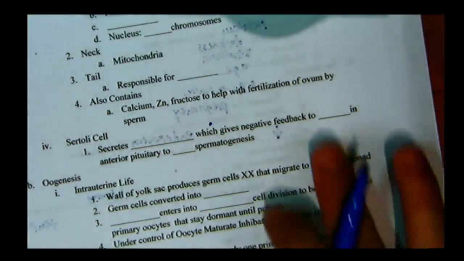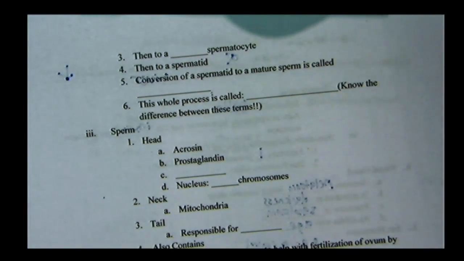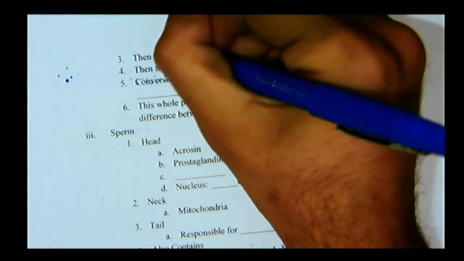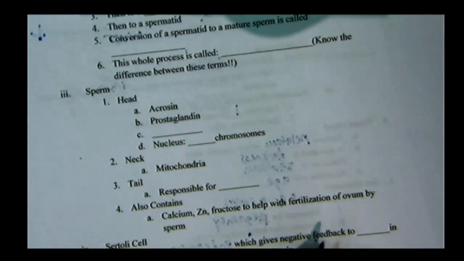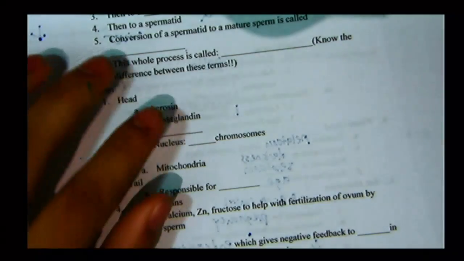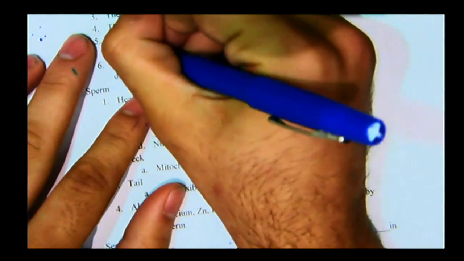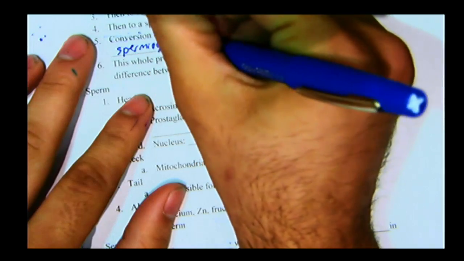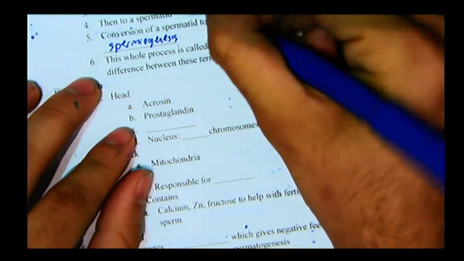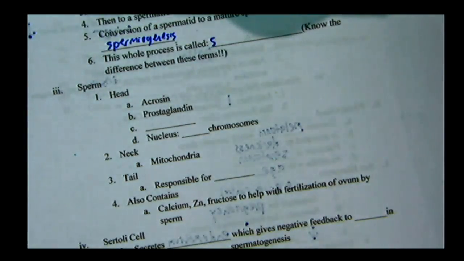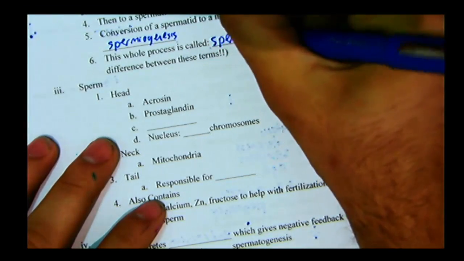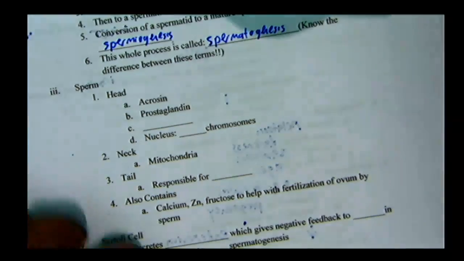Then to a what? Secondary spermatocyte. Then to a spermatid. Conversion of a spermatid to a mature sperm is called spermiogenesis. But the whole process is called what? What is this whole thing called? Spermatogenesis. This is one thing that really threw me off, so definitely know it. Know that just this step from spermatid to sperm is spermiogenesis, but this whole process is spermatogenesis.